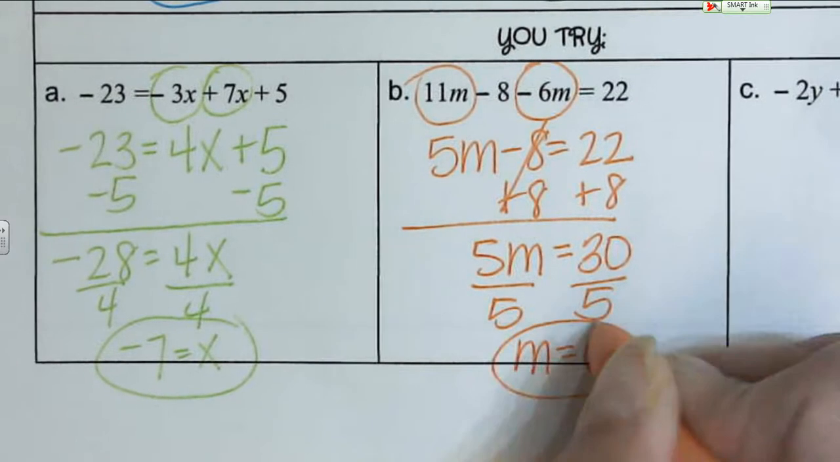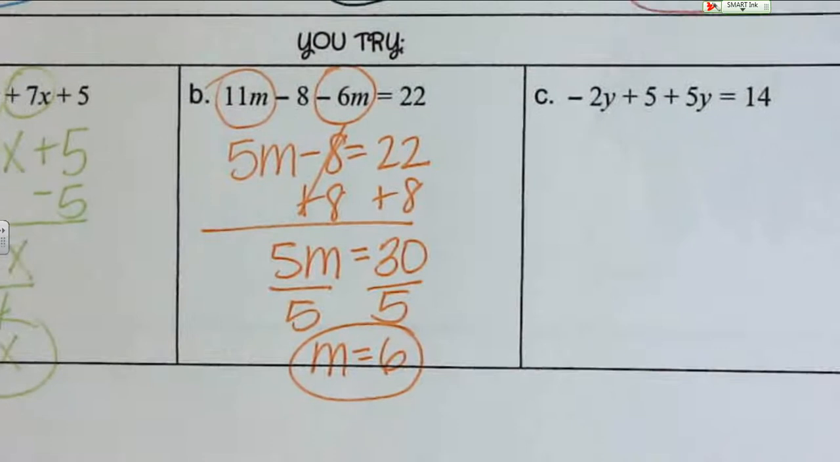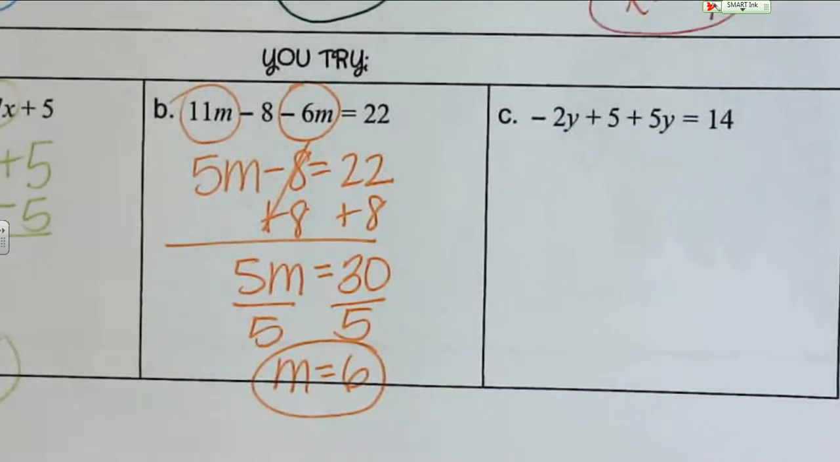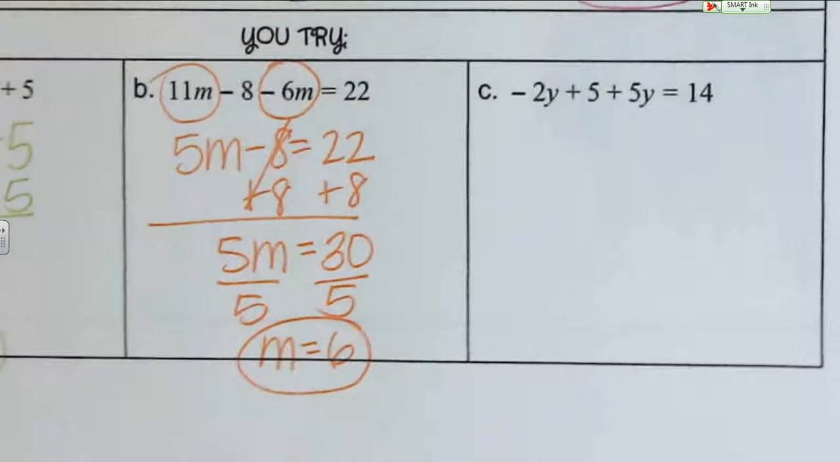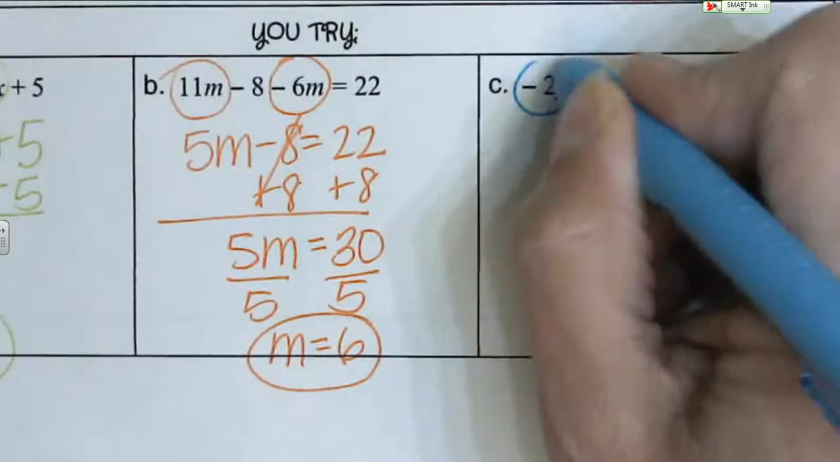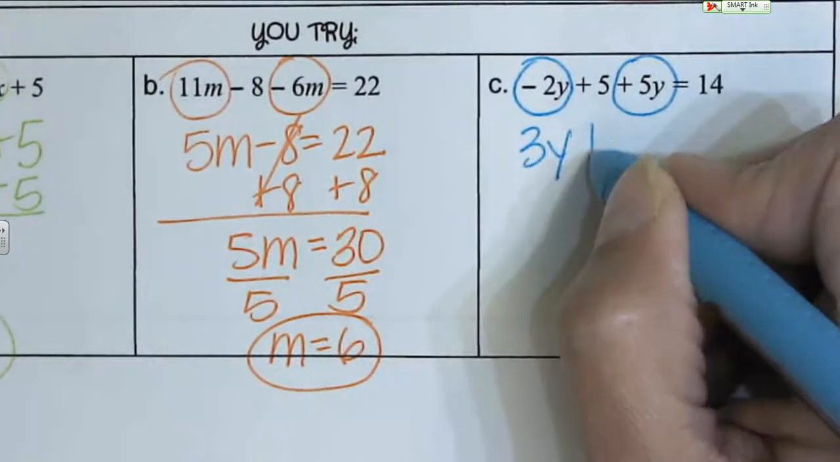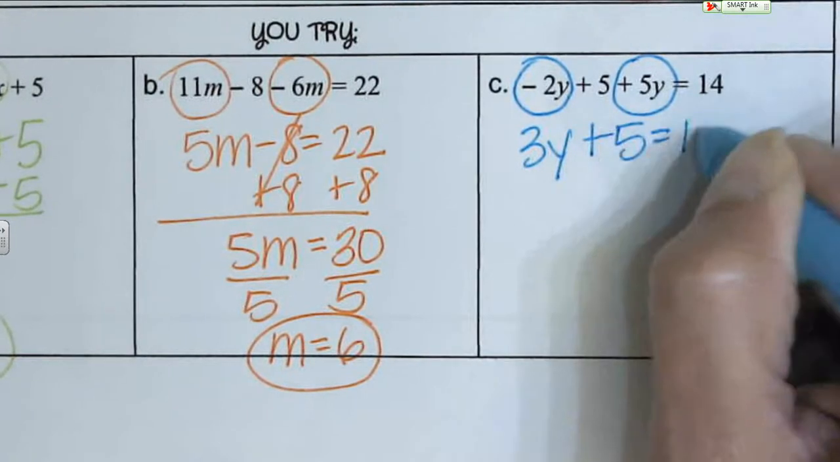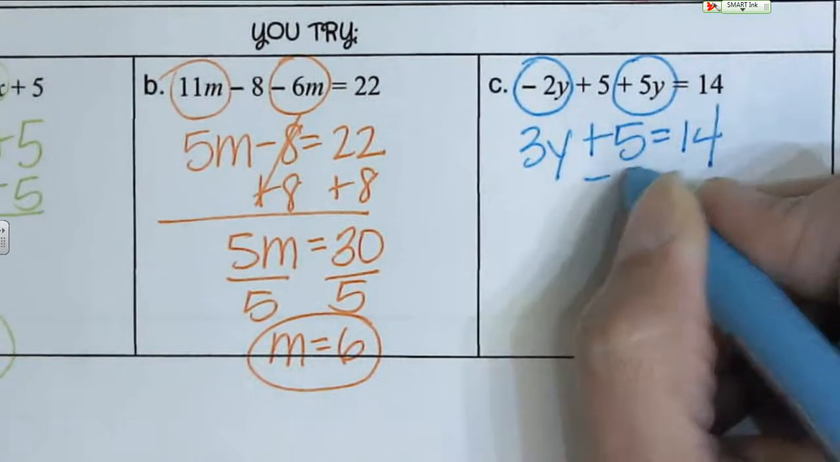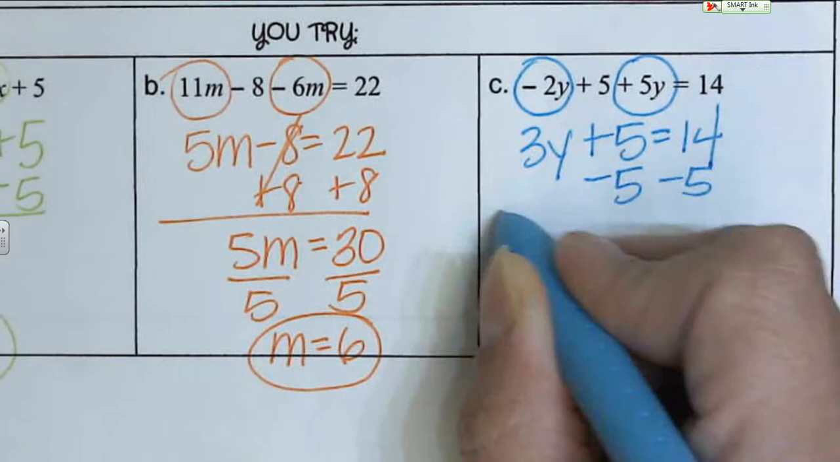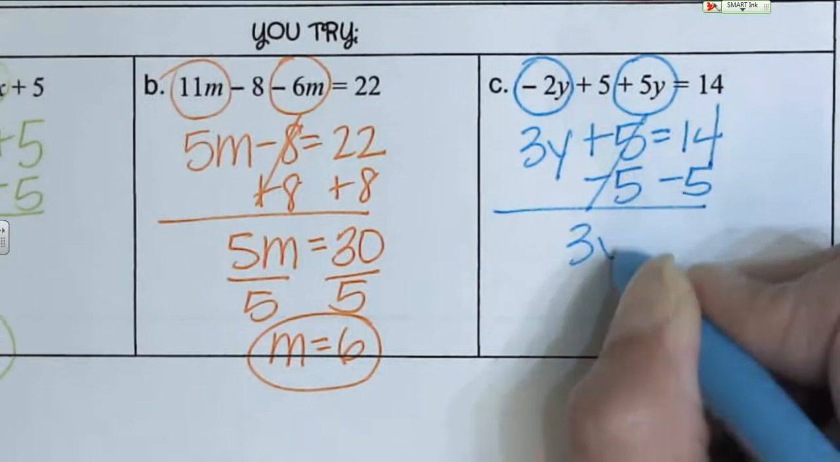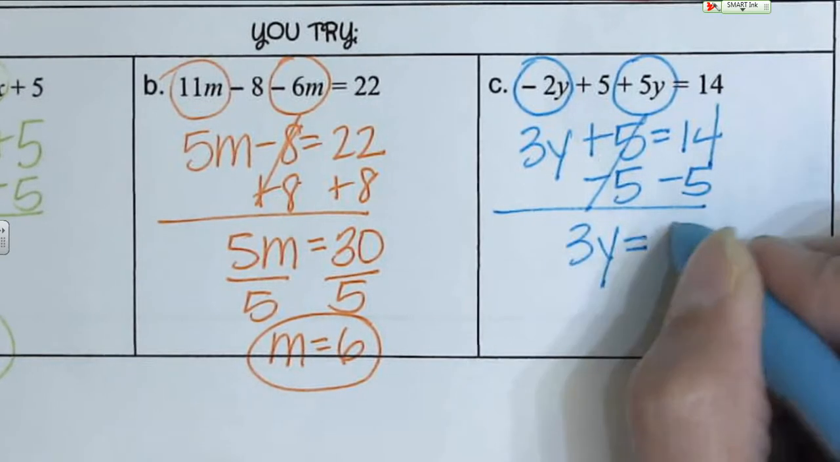Negative 2y plus 5y is going to be 3y. We still have the plus 5 is equal to 14. Subtract 5 from both sides of the equation. 3y is equal to 9. Divide both sides by 3, and y is equal to 3.